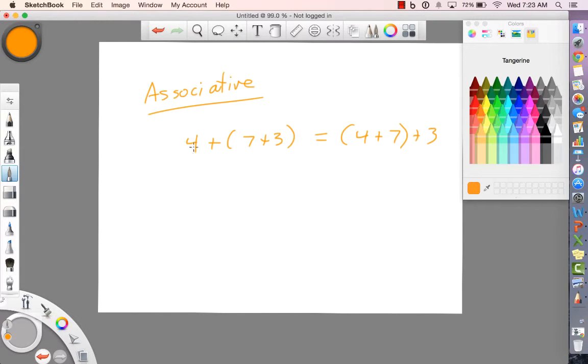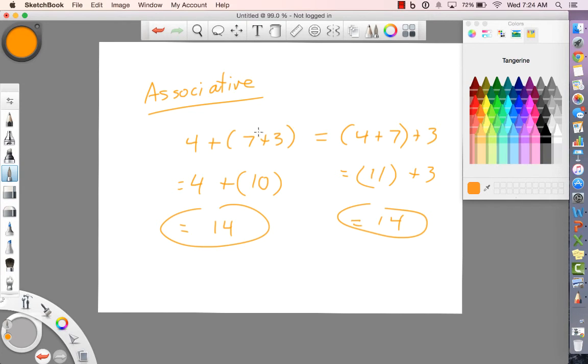Here I'm supposed to add 7 plus 3, which would be 4 plus 10, because I usually want to do what's in the parentheses first. Then I add 4 plus 10, which is 14. Over here, the parentheses come in here, so instead of adding 7 plus 3 to get 10, I'm going to add 4 plus 7 to get 11. And I'm still going to add 3 to that, and 11 plus 3 is still 14. So see, these numbers look different, 4 and 10, 11 and 3, but I still get the same answer. And it's just showing that I can regroup my problems using what's called the associative property.